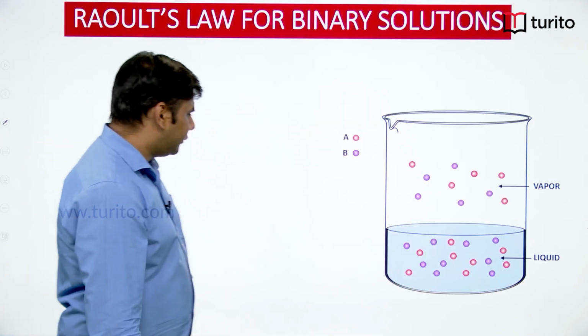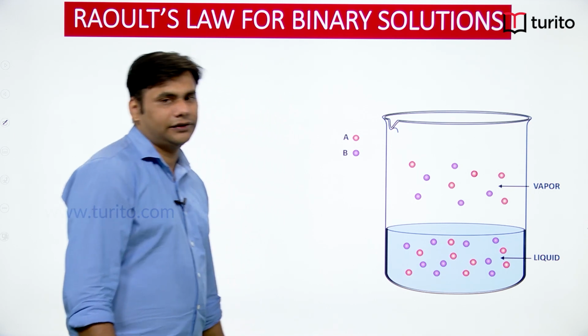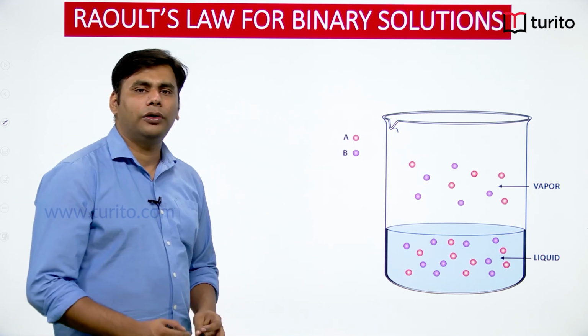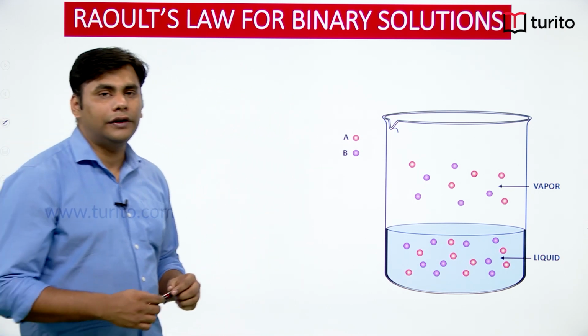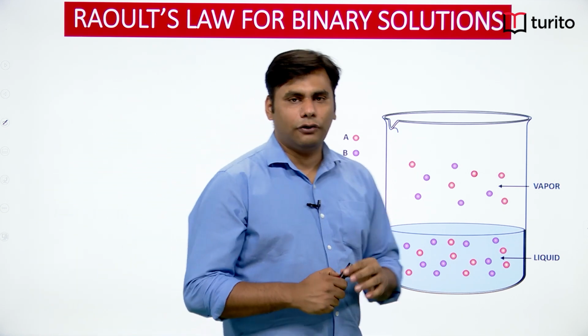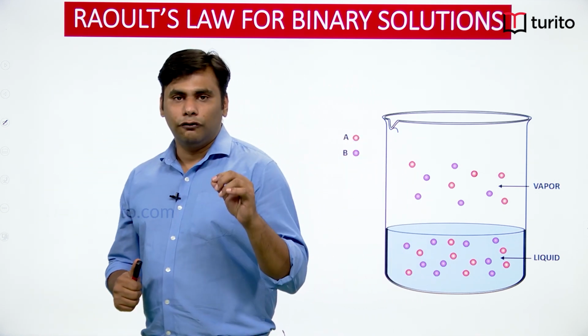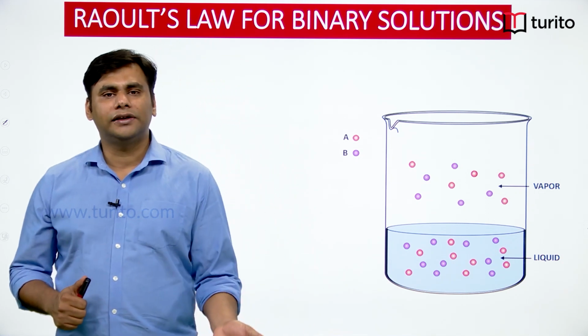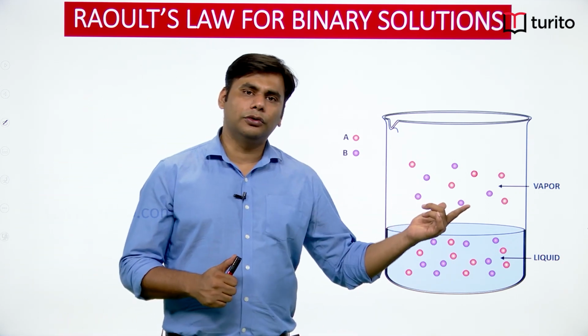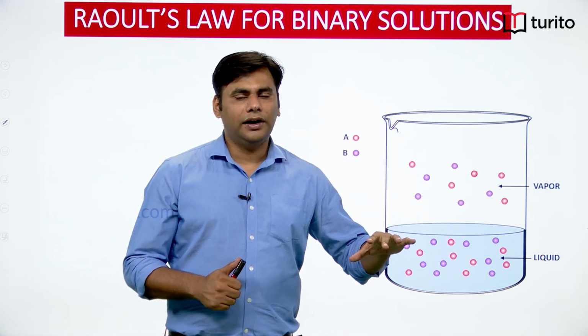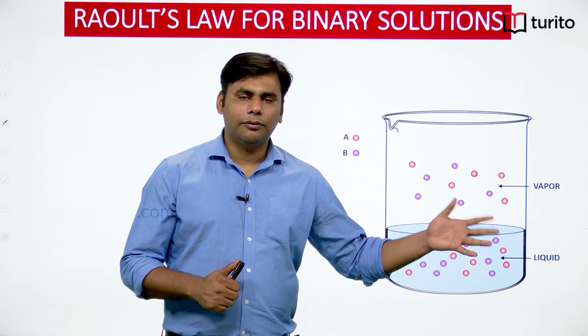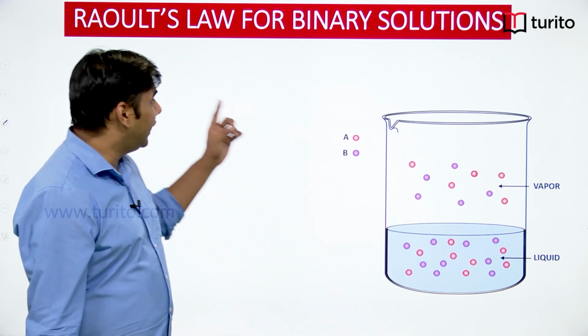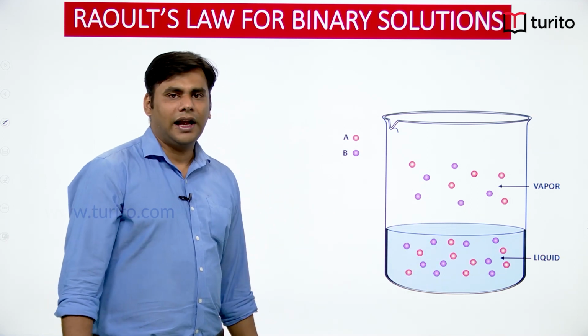Now suppose we are having two components in the liquid, and both of them are volatile. Till now we were having a volatile solvent and a non-volatile solute. So the vapor formed was only of the solvent, and the solute was not forming vapor because it was non-volatile. Now we are taking both the components as volatile.